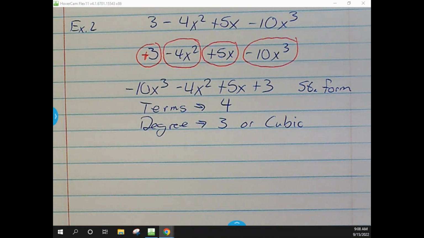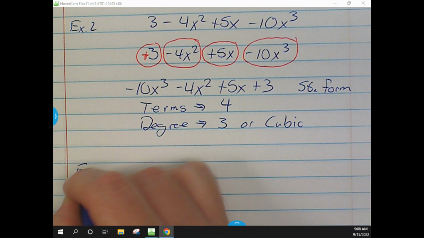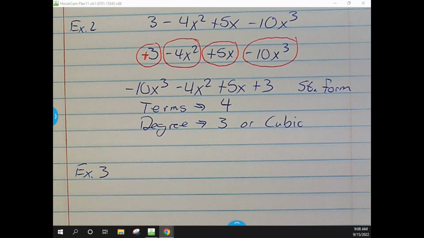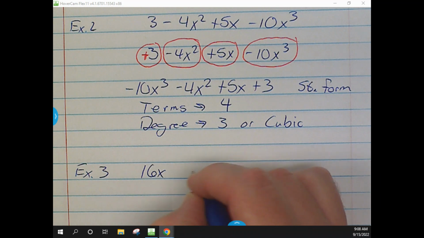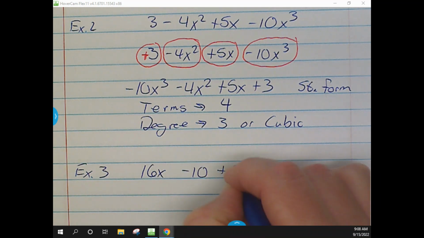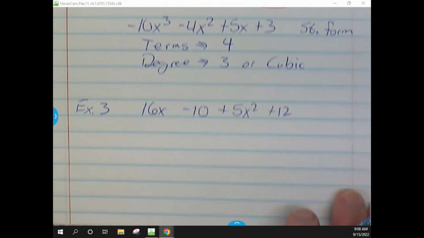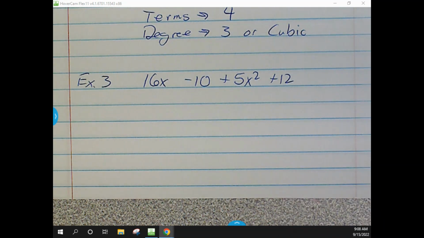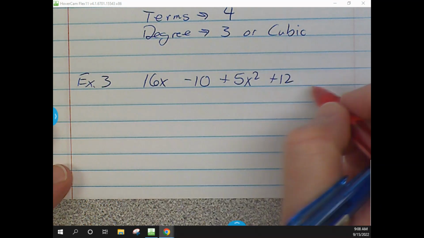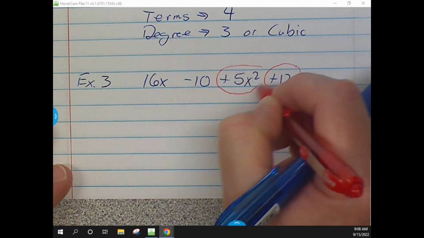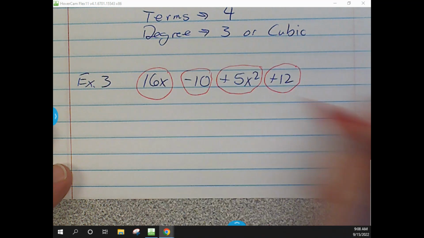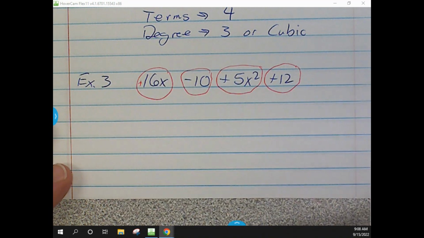Okay, now here's the only thing that would be a trick question. So we've got 16x minus 10 plus 5x squared plus 12. Okay, if you start to go back and rearrange them here, we've got the 5x squared, the plus 12, the minus 10, and then the 16x, which again would technically be a plus that's there.